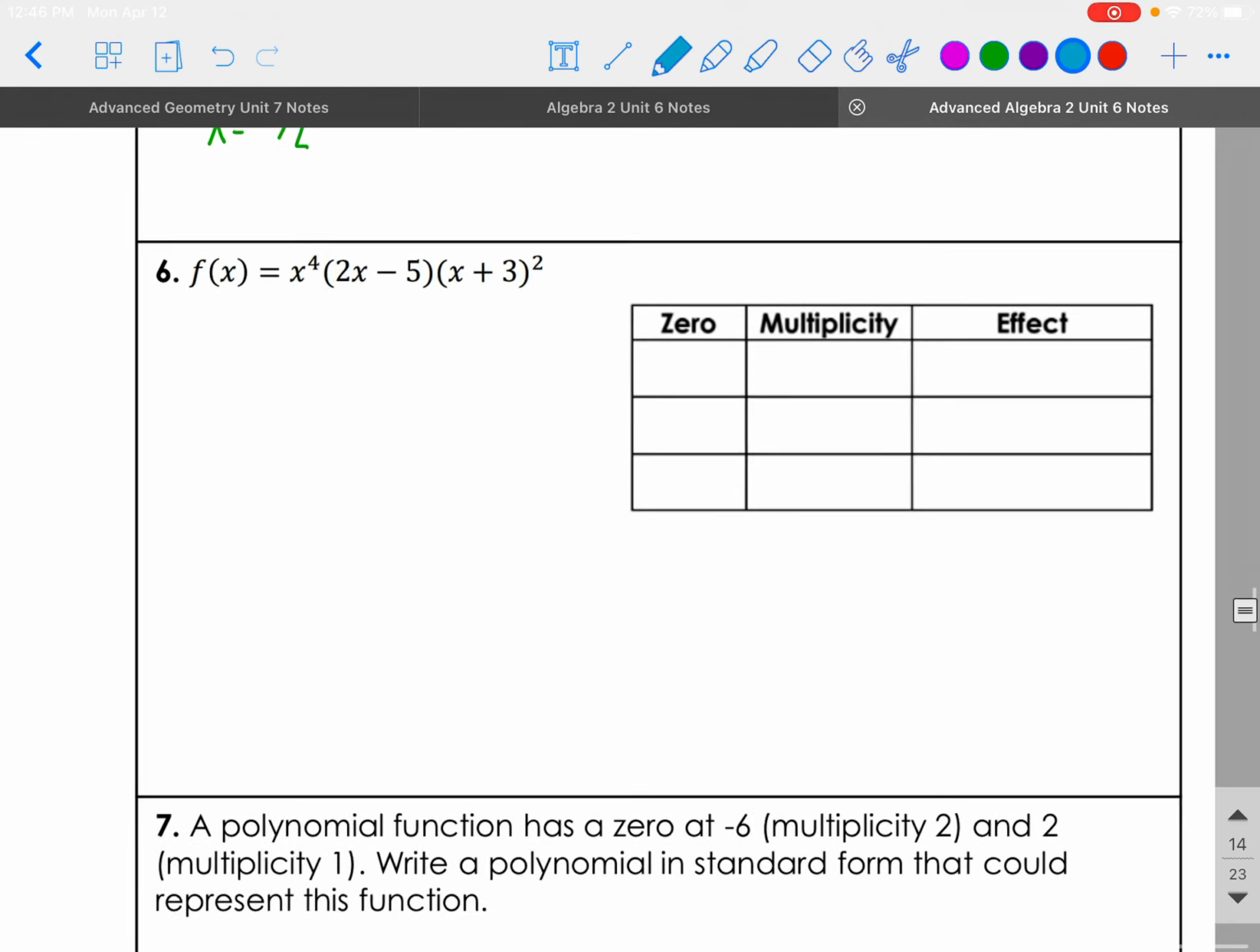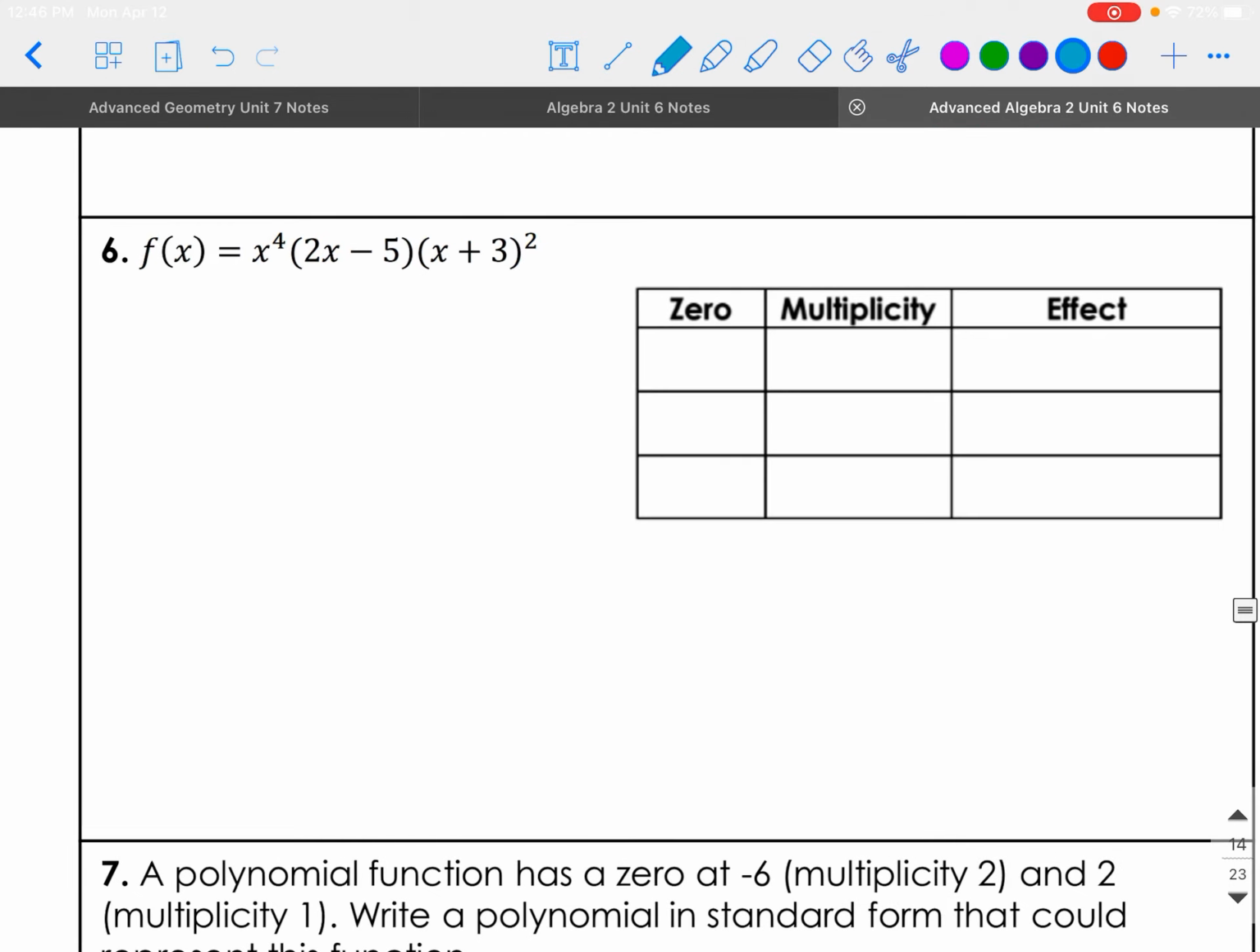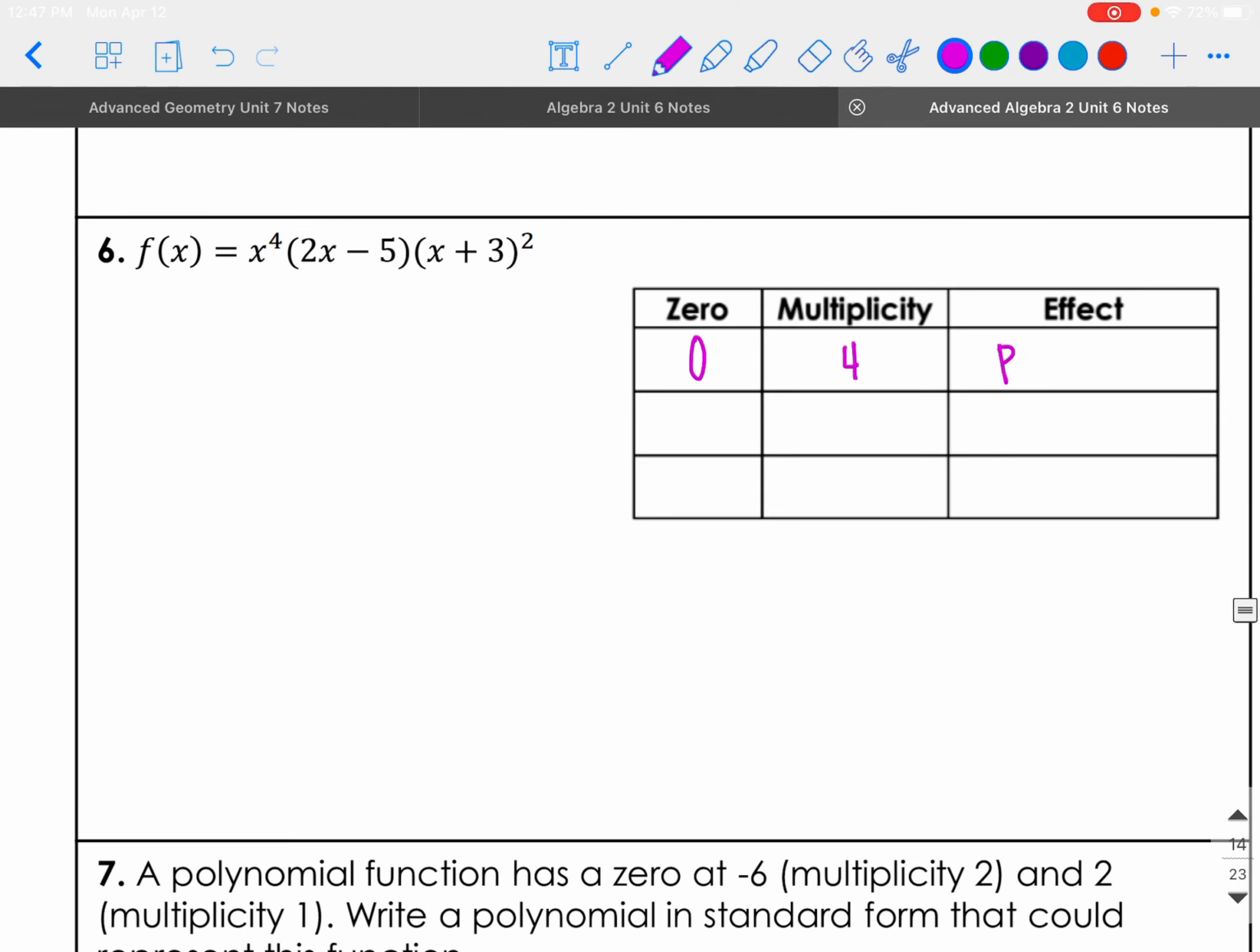So now I want you to try number 6. Pause the video, fill in the chart, and then play it back to see your answer. So we should have had 0, 4, bounce, 5 halves, or 2.5, 1, cross, -3, 2, bounce.